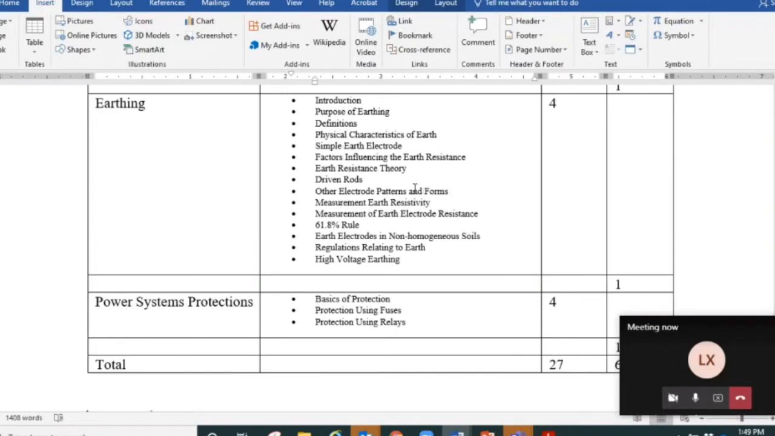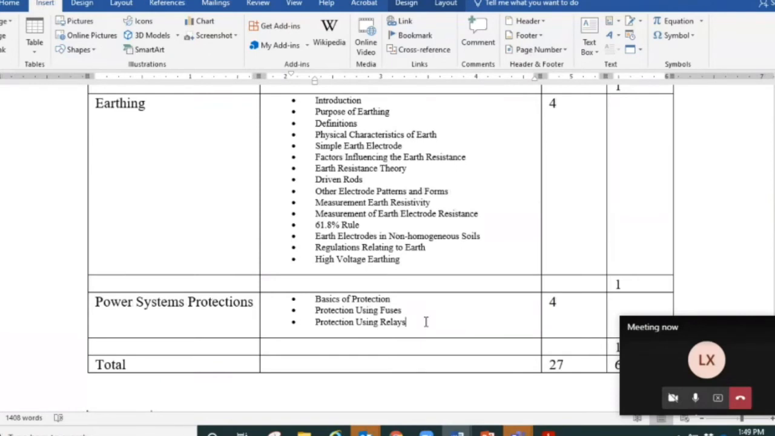But again, if you want to cover everything here in power system protection, maybe it will become a module of 200 credits. So that's not possible to manage here. So I try to keep it simple. We learn the basics of protection, then we learn how we use fuses and how we use relays.